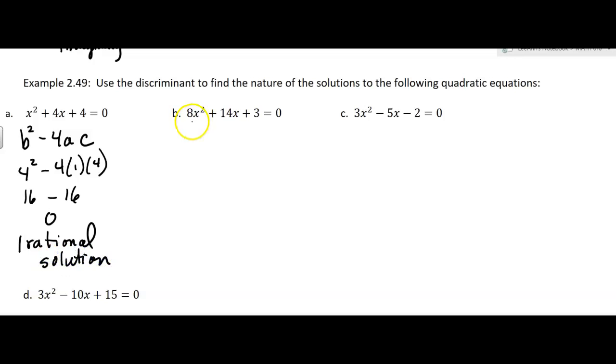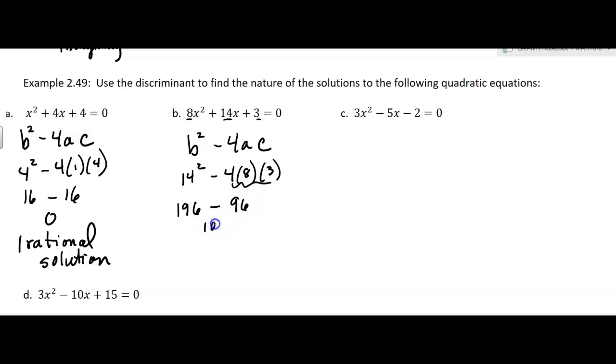All right, the next problem, you've got a, b, c. So we're going to find b squared minus 4ac. We're just finding the discriminant. So 14 squared minus 4 times a times c, which is going to be 196 minus 96. That gives you 100. Now that's a perfect square, right? So you're going to get two rational solutions. It's positive 100.